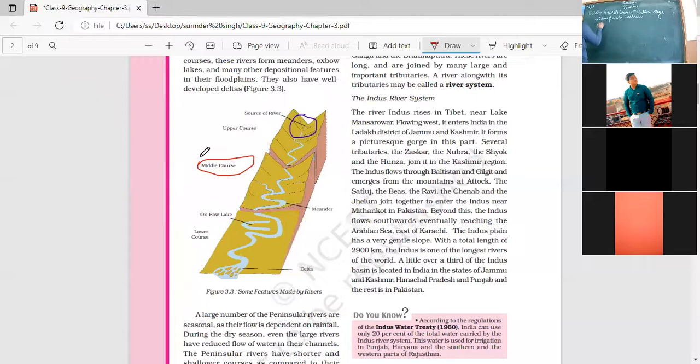Second, low gradient. Third, depositional work. The river deposits the sediments in its course, which results in landforms. The river is basically engaged in depositional work, but there are erosional landforms also carved by the river, such as meanders.